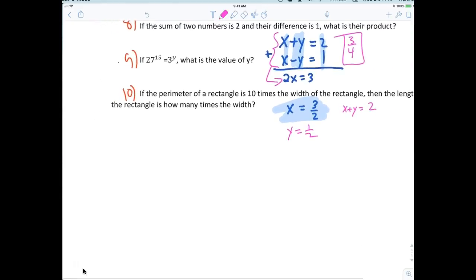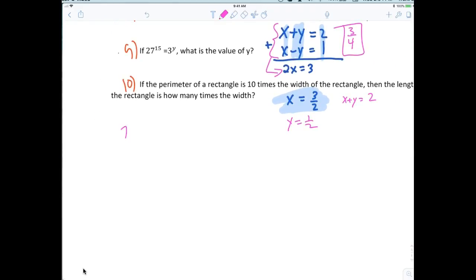All right, so here I have this. I'm going to rewrite this down here: 27 to the 15th equals 3 to the y. I wouldn't really expect you to know how to do this, so just try to learn something today. I can't really make a comparison because I don't have the same base. In order to make a comparison, I have to have the same base. So 3 is not the same as what? 27. But now I want you to look up on the board.